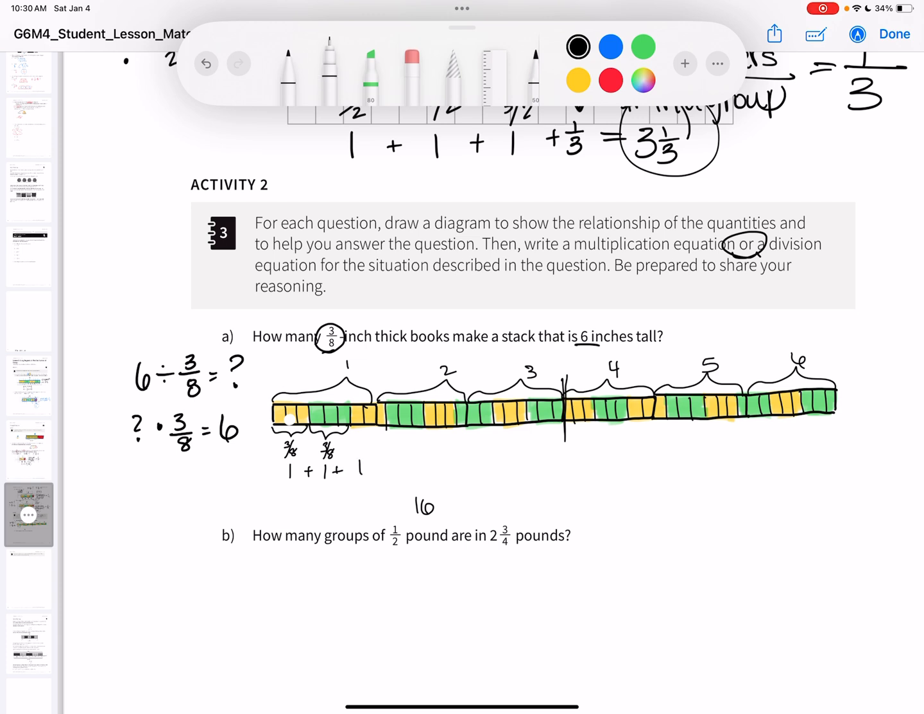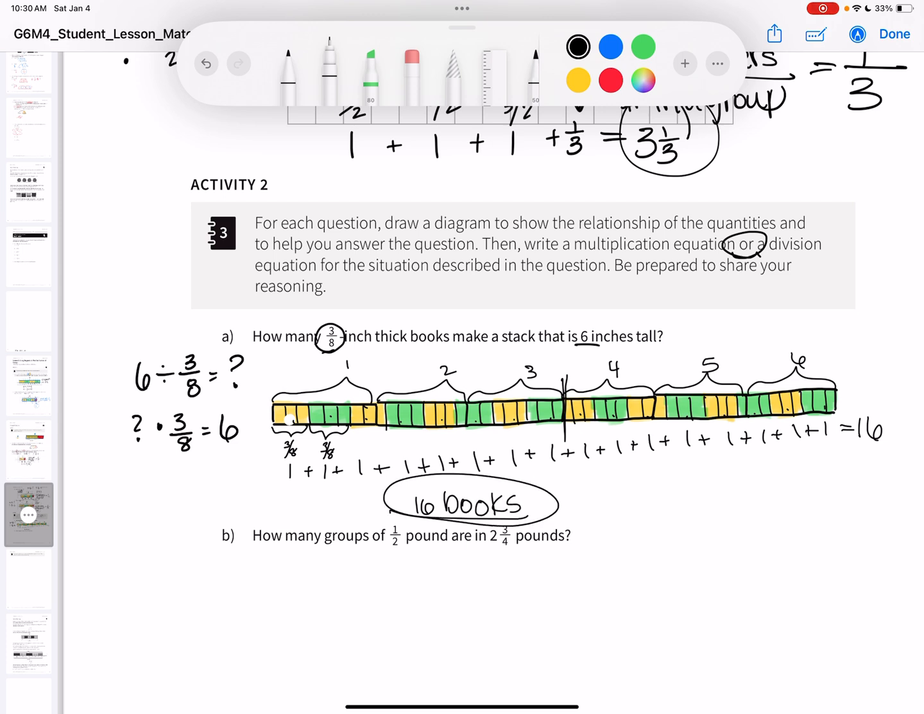Plus another 1, plus another 1, and another, and another, and another. So there's 1, 2, 3, 4, 5, 6, 7, 8, 9, 10, 11, 12, 13, 14, 15, 16. Who would have guessed? Me, I did. Okay. So there are 16 groups of 3/8. So that means there would be 16 books in the stack.